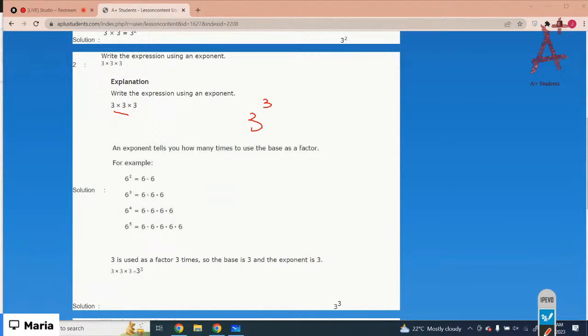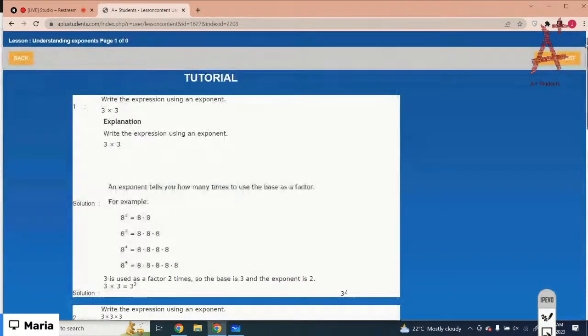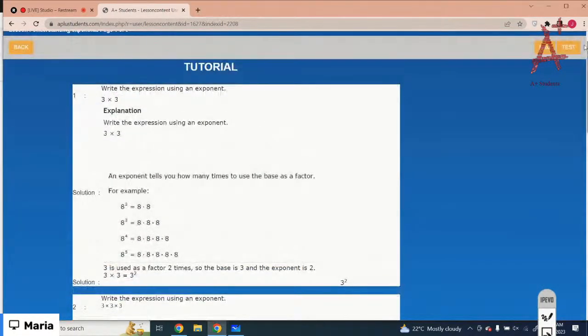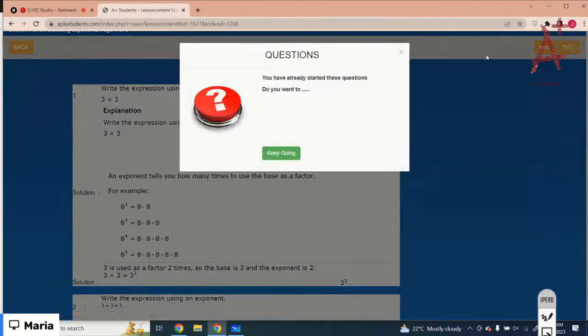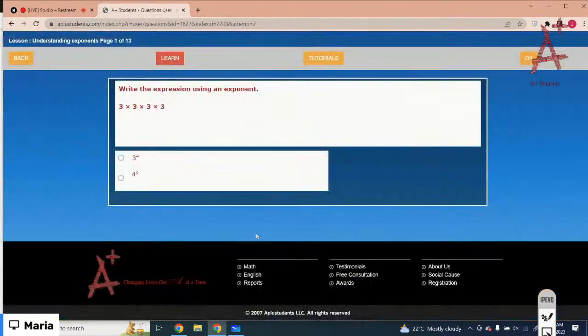Okay, let's just start with the test questions. Okay, write the expression using an exponent. So we have to write this expression using exponent. So 1, 2, 3, 4.